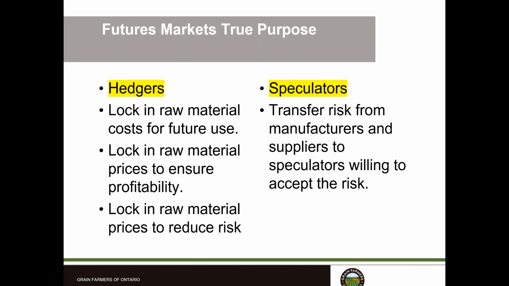Some others like to lock in raw material prices to ensure profitability. So in the case of a farmer, if you see a price that you really like come August in the soybeans, but your beans are still in the ground, you might lock in that price in the futures market to ensure your profitability.